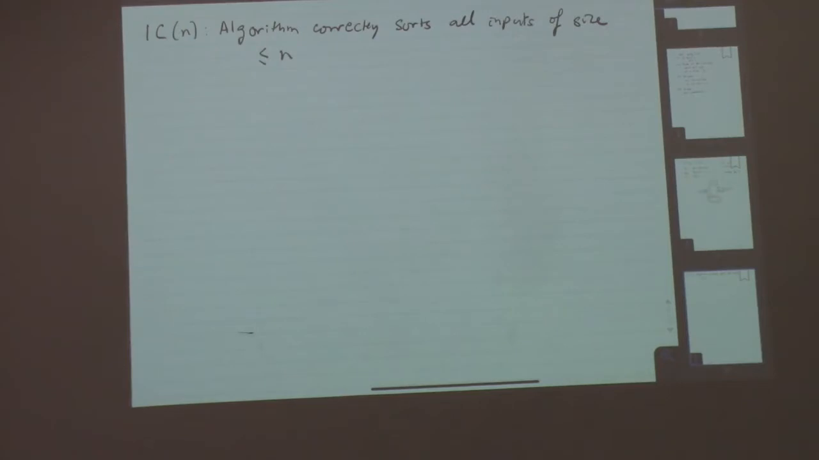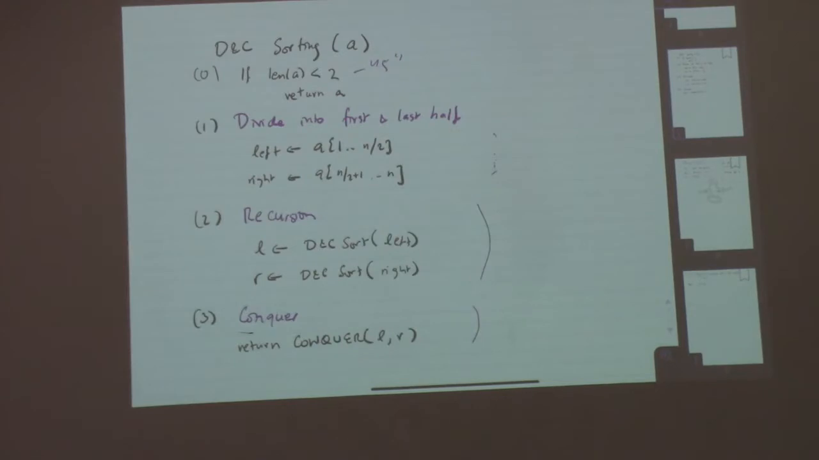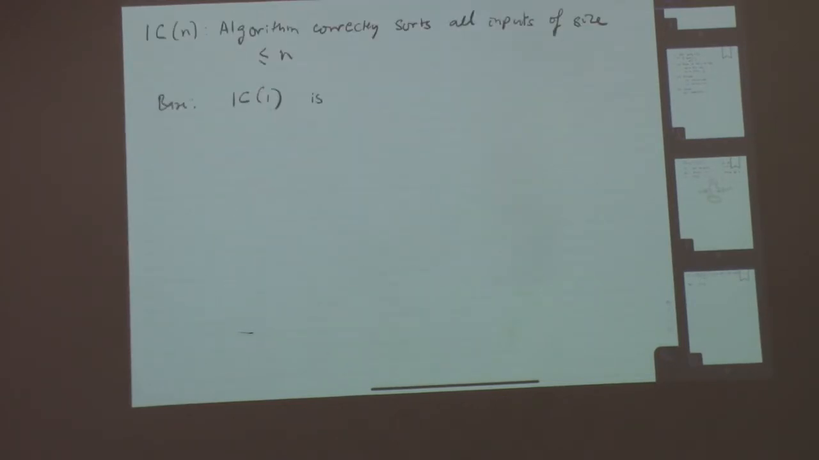So we need a base case. So the base case here, IC1, is true by definition. Because if you actually look at the algorithm, if the length is 1, you return the value, which is exactly what you should do. So IC1 is true. Right? So now our induction hypothesis is: assume IC k true for all k strictly less than n.